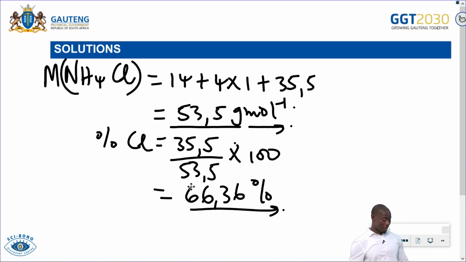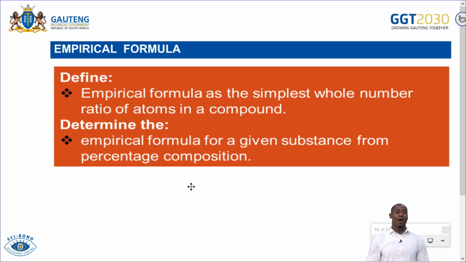All right. So now let's focus on the empirical formula and the molecular formula. What is the empirical formula? The empirical formula shows the simplest whole number ratio of atoms present in a molecule or in a compound. According to your exam guide, this is how we have to define the empirical formula, which is the simplest whole number ratio of atoms in a compound.